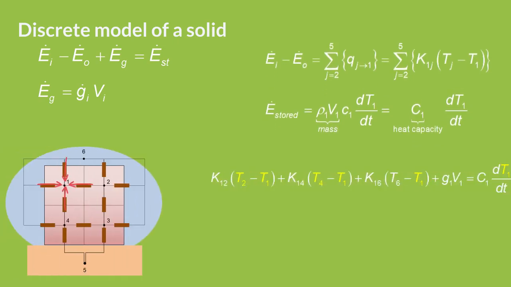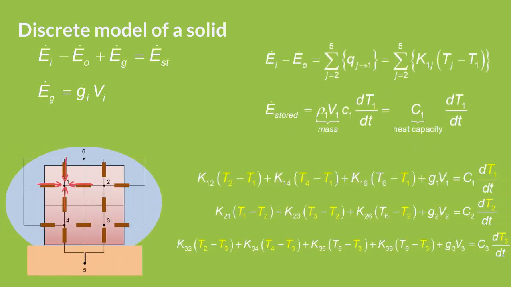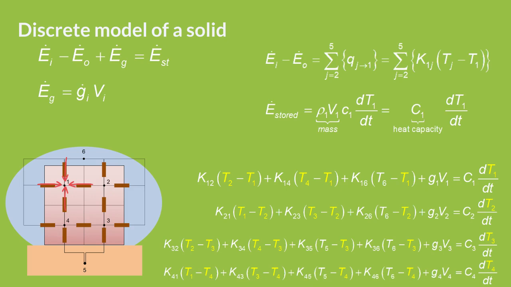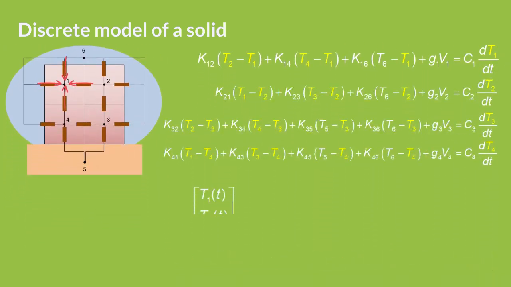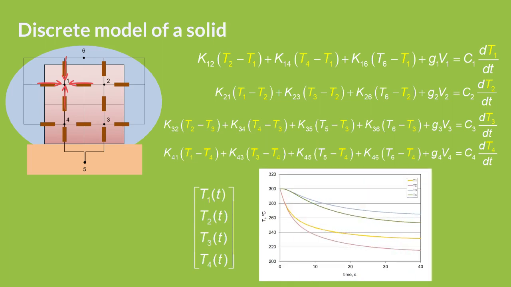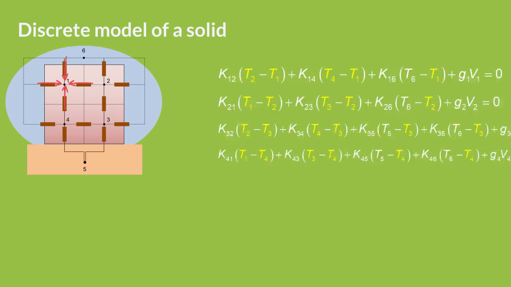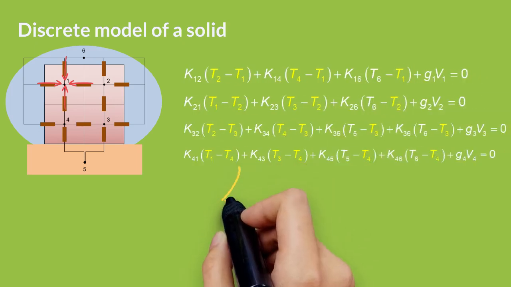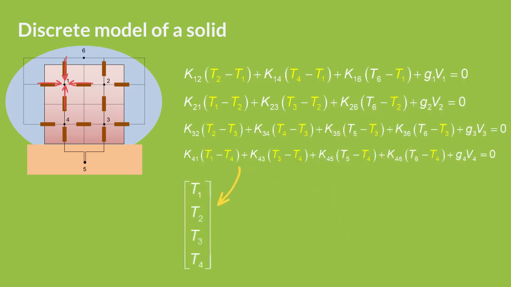The result is a system of ordinary differential equations, as many as domains. The solution of the system of equations is the temperature distribution. In a steady state, it is a system of algebraic equations that can be solved easily. Conductances represent the description of the physical problem, including geometry, properties, and boundary conditions.